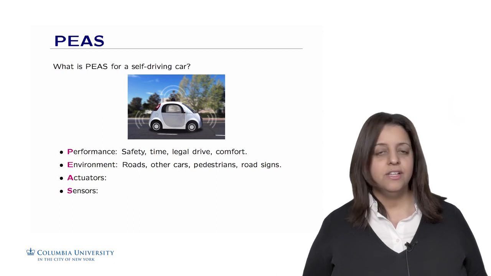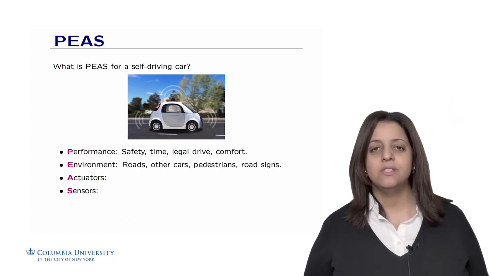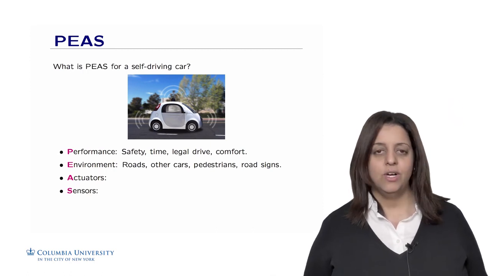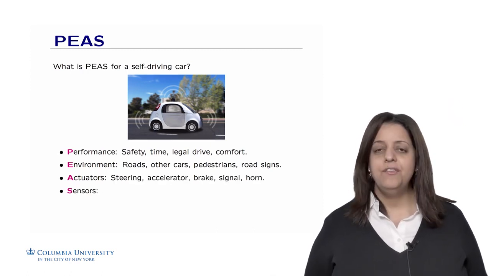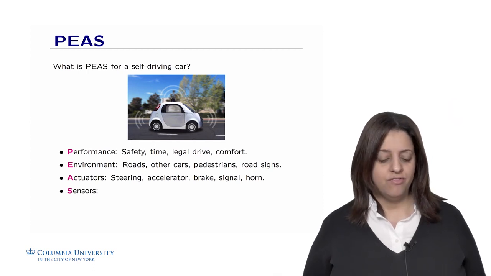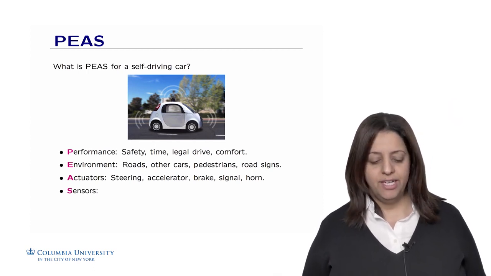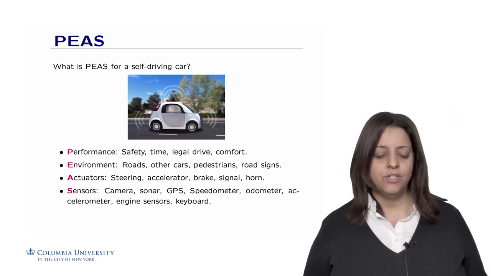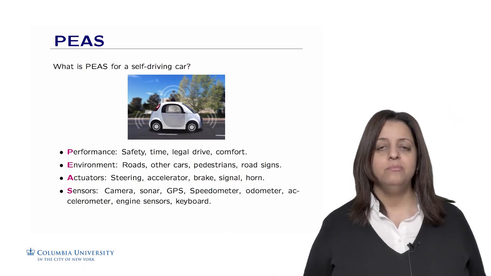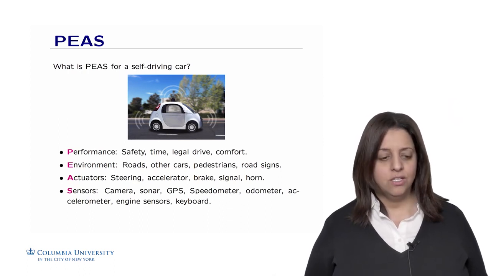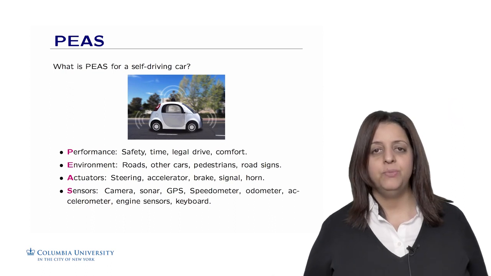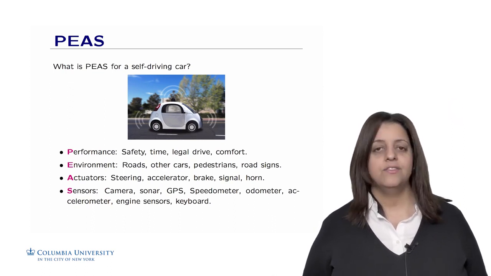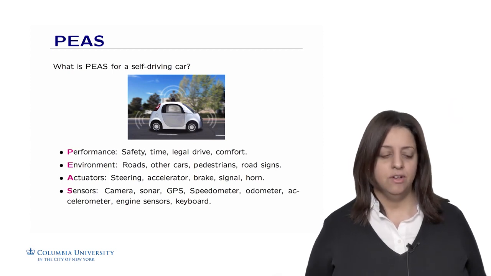The environment of a self-driving car is all the roads, the other cars, pedestrians, road signs, and so on and so forth. The actuators are everything that makes the car move or interact with the environment, such as the steering, accelerator, brake, signal, horn, etc. And finally, the sensors. The self-driving car is embarked with a lot of different sensors. These include a camera, a sonar, a GPS, a speedometer, an odometer, and the keyboard, along with other kinds of sensors that allow the car to perceive the environment.